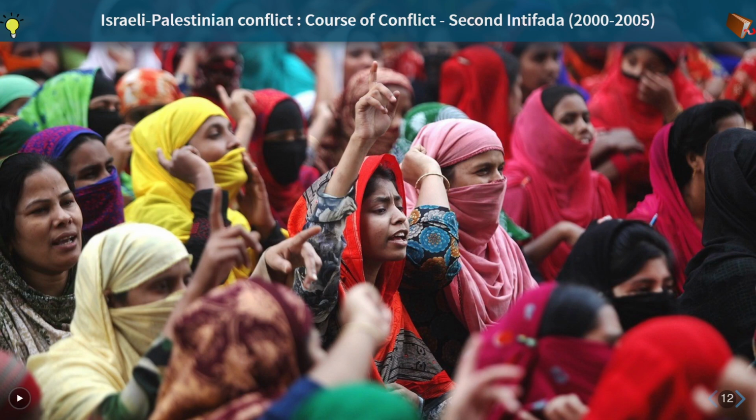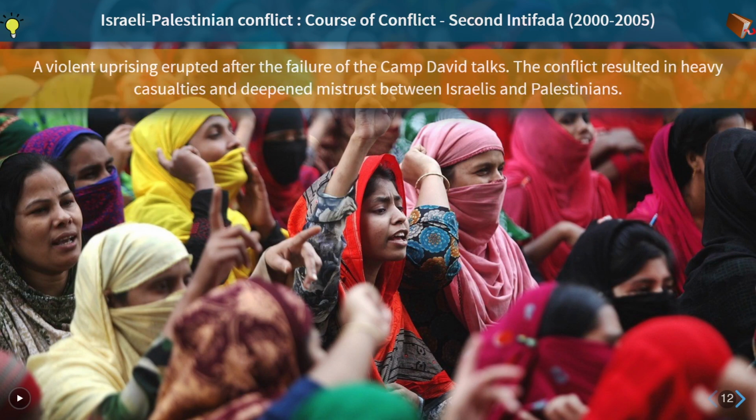Second Intifada, 2000 to 2005. A violent uprising erupted after the failure of the Camp David talks. The conflict resulted in heavy casualties and deepened mistrust between Israelis and Palestinians.